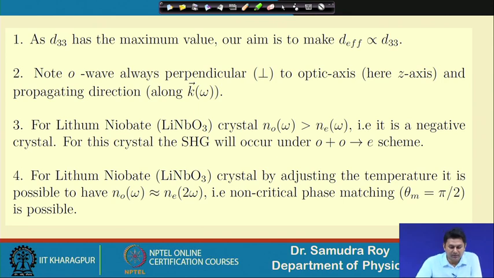Here, whatever we have discussed is written in a compact form, in note form. Let me read once again: D33 has a maximum value. So, our D effective should be proportional to D33. As I mentioned, the second harmonic should be in such a way that it is proportional to D33.